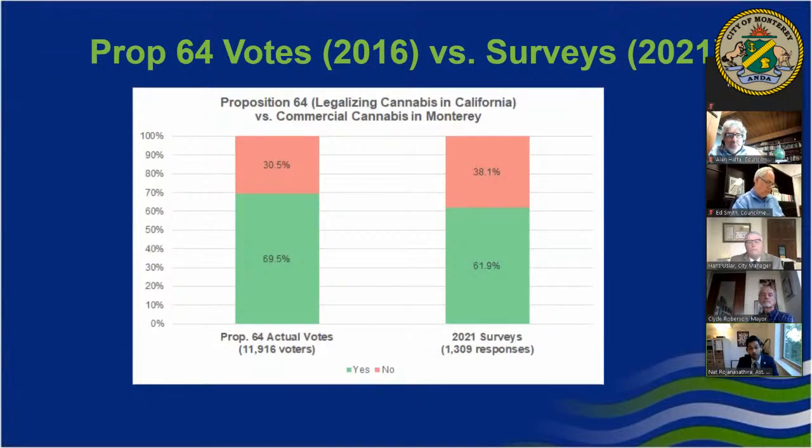You can see here what we did first and foremost was compare the Prop 64 votes in 2016 to the combined surveys, both online and postcard feedback. What you'll see is that those who supported legalizing cannabis in California, there were 69.5% of actual Monterey voters, the 11,000 voters in Monterey who supported Prop 64. Our prediction as staff was that not everyone who supported legalizing cannabis in California may necessarily support actual commercial cannabis operations within our community. And we saw a slight drop off there. 61.9% of those who responded to our survey support commercial cannabis operations in the city of Monterey.